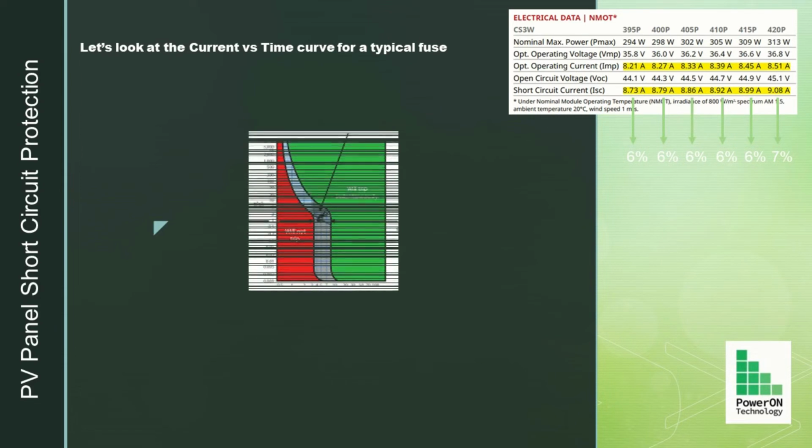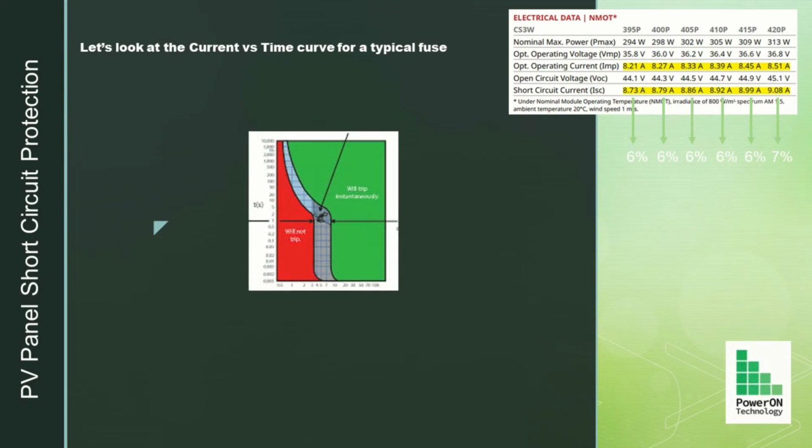Note the three different regions, colored red, gray and green. These are identified as the will not trip and will trip instantaneously regions. The tripping zone is indicated as the curved area between the red and green areas.